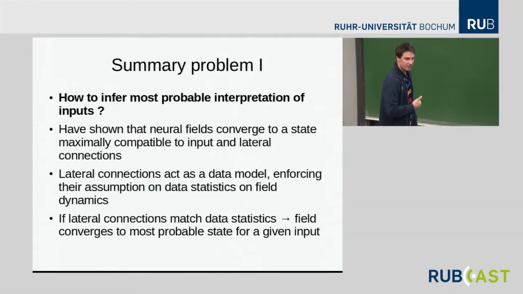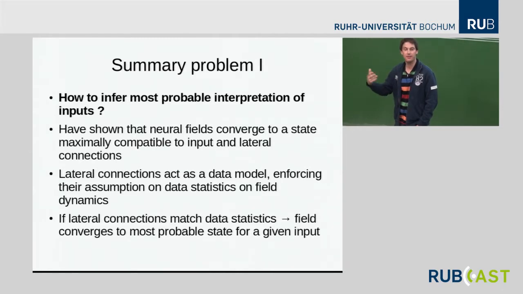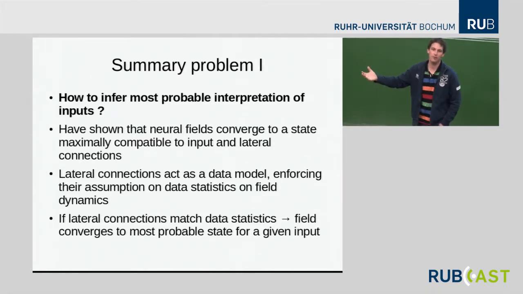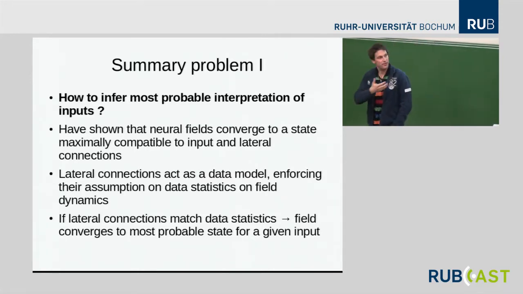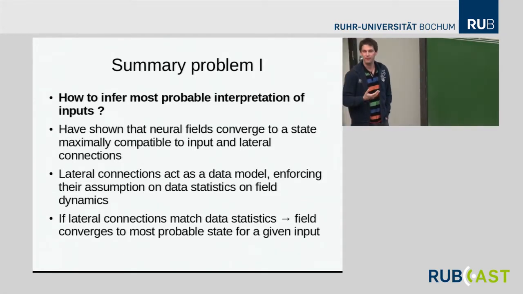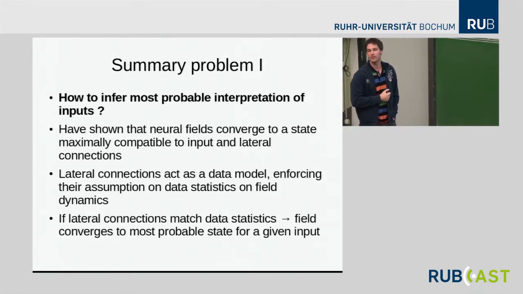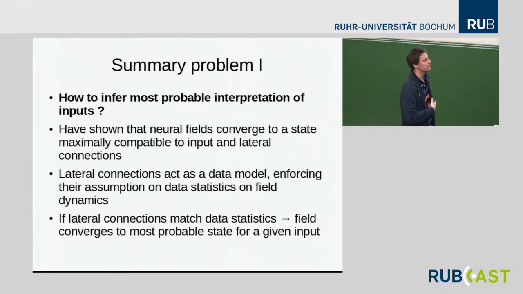And here's the link to statistics. If you now say the data model that I have encoded in the lateral connections matches the statistics of the data, so if there are really only Gaussians of one peak in the inputs, then this is something that is linked to statistics. Then the neural field infers the most probable representation of the input.